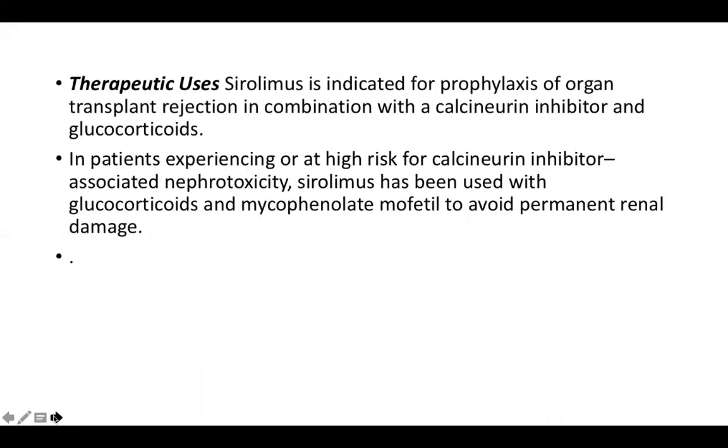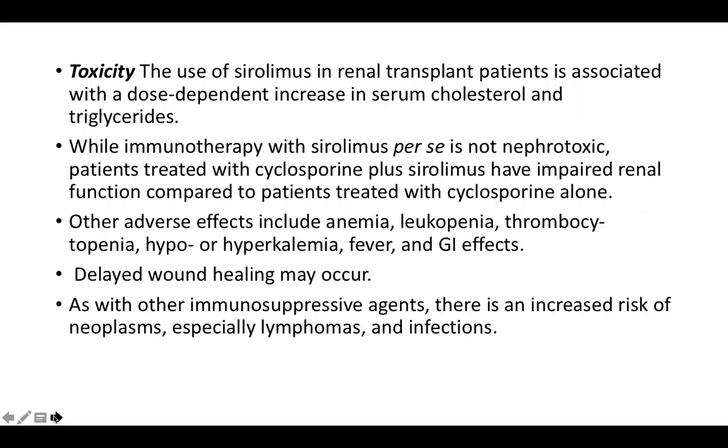Now, what is the therapeutic use? Sirolimus is indicated for prophylaxis of organ transplant rejection in combination with calcineurin inhibitors and glucocorticoids. In patients experiencing or at high risk of calcineurin inhibitor-associated nephrotoxicity, sirolimus has been used with glucocorticoids to avoid permanent renal damage. Because toxicity, especially nephrotoxicity, is so common here, one needs to monitor closely. In case of nephrotoxicity, you must closely monitor the creatinine to see whether the patient is vulnerable.